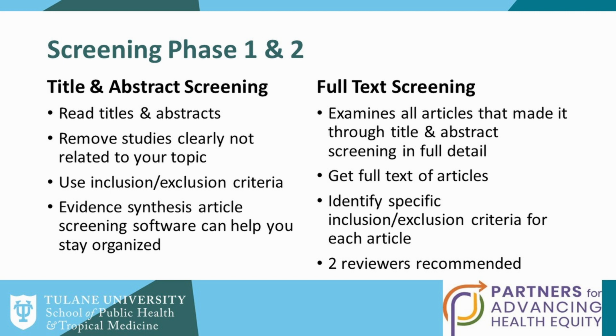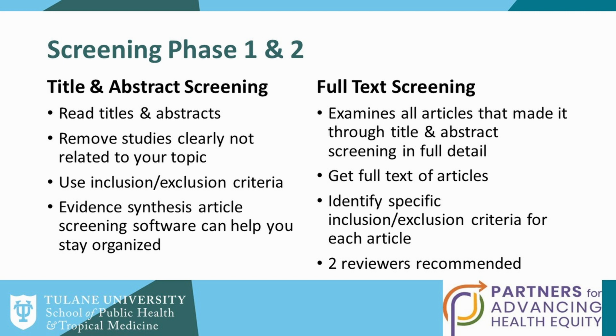So the purpose of article screening is obviously to remove studies that are clearly not related to your topic. And that is where the inclusion-exclusion criteria comes into play, which should be already outlined in your protocol before you even do your search. So first, you screen the titles and abstracts of each citation that comes in. And there will be a lot of duplicate articles, because you're searching more than one database, so there will most likely be a little bit of overlap.